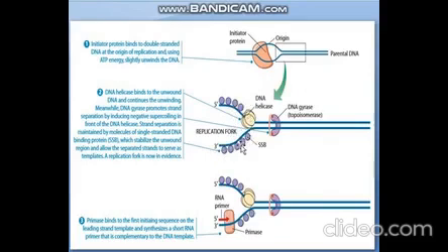Single-stranded binding proteins keep both strands as single strands, because we need both strands as single strands so that they can be polymerized by the polymerase enzyme. DNA gyrase, this is the topoisomerase enzyme, will release the supercoiling, and then we have the formation of the primer through the primase enzyme.